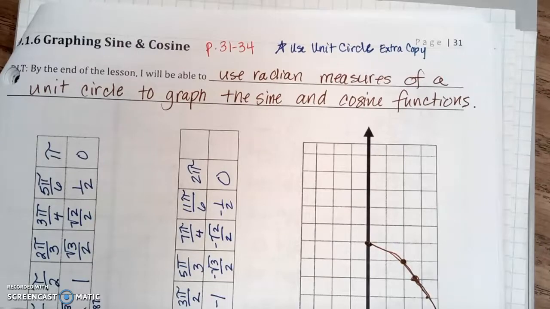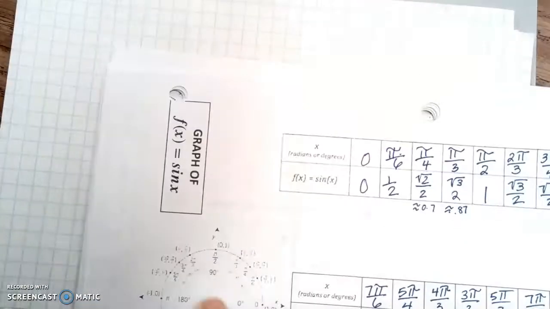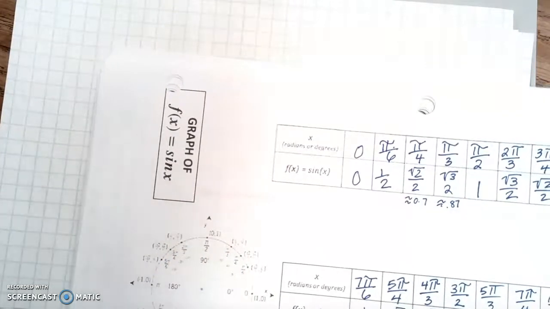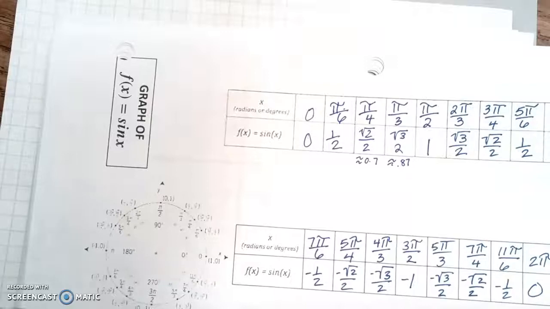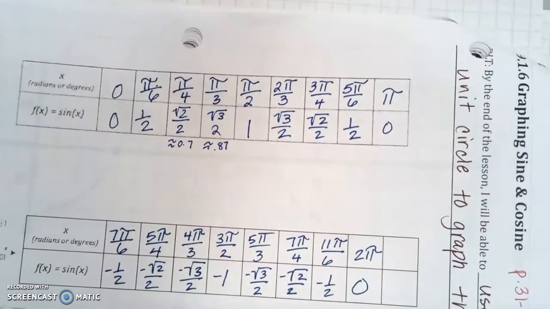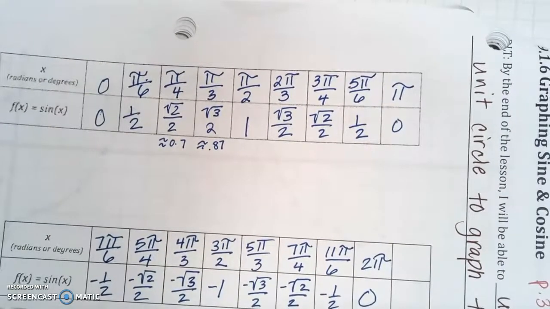All right. So the unit circle they have on here is really hard to read. That's why I said to pull out your extra copy. But the first thing we're going to do is fill in the table, and then we'll go to the graphing part of it. So if you could fill in the chart first, that would be great.